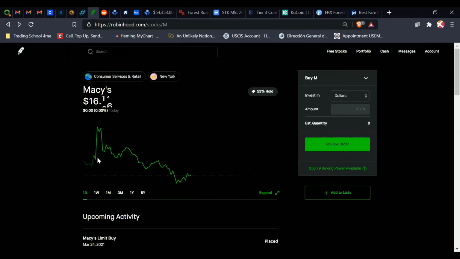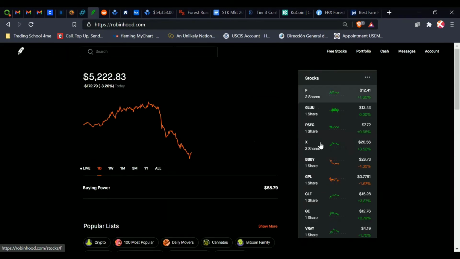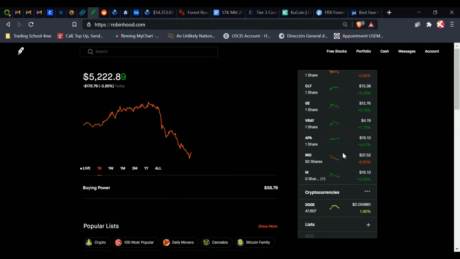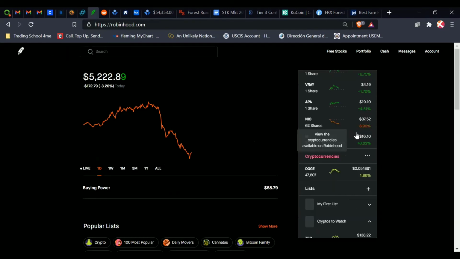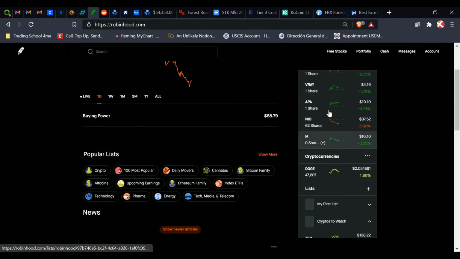As you can see here, I can't really change these charts, but I can look at my portfolio in here. You'll see I have a lot of free stocks. So these are all free stocks that I have. And then I've purchased NEO, which I'm down almost 9%. However, I know NEO is going to come back up. I'm not worried. I know that I'm going to be making a pretty good amount of money. It's not a lot of shares, so just be aware.